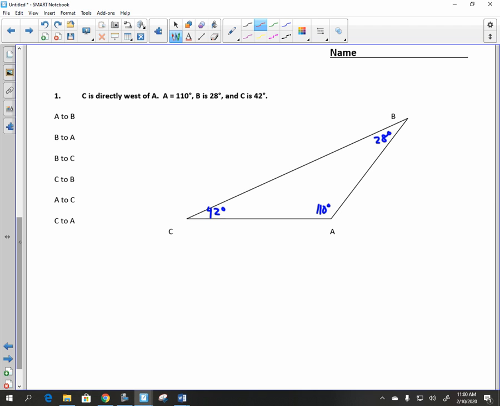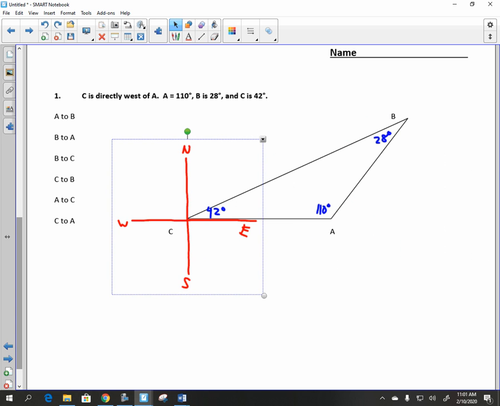I'm going to draw a compass. If you want to do this, you sure can. I have people that do this on their test all the time. North, east, south, west. And I'm going to bring it right on over there. Some people actually make one, they cut it out, and they kind of move it on their sheet of paper. So, direction to get from C to A.